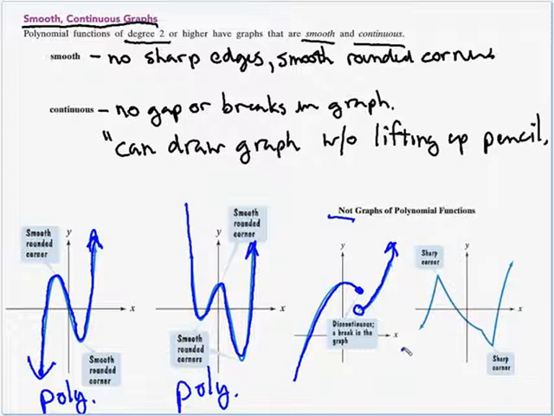The last one, if I start here on the left, I come up, and right when I hit this point, I stop and back up. It's a sharp peak. Some books would call that a cusp. Then we're coming down here, and we're still smooth, and oop, there's another sharp edge. So this is continuous, but it's not smooth. So this is also not a polynomial.